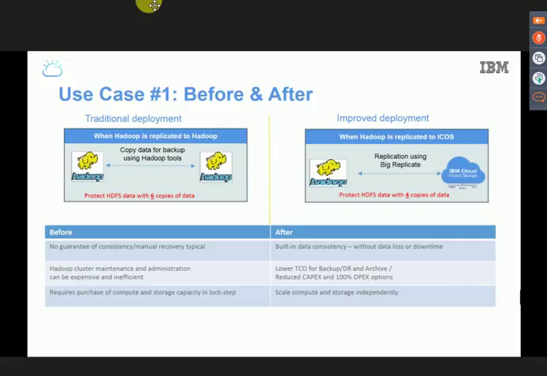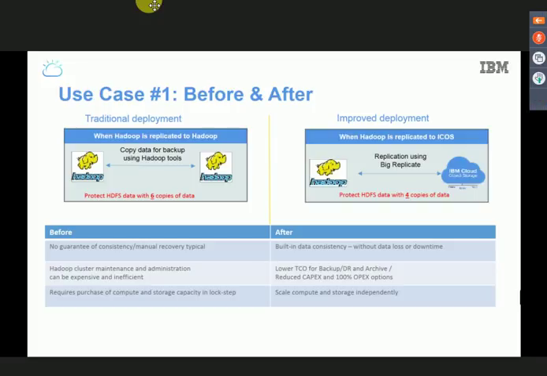Hadoop cluster maintenance can be expensive. Well, Hadoop is designed to leverage commercial off-the-shelf hardware. But remember, it's open source, if you're invested in open source software. And maintaining large Hadoop clusters can be quite complex and cumbersome. If you have 2 of them, it can even become worse. With Big Replicate and ICOS, you only have to manage 1 Hadoop, with fewer copies.